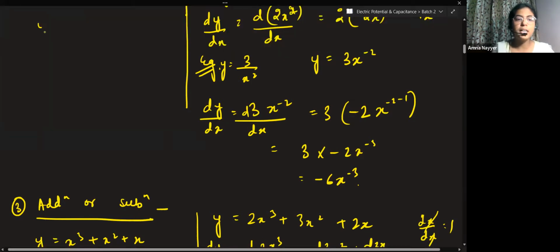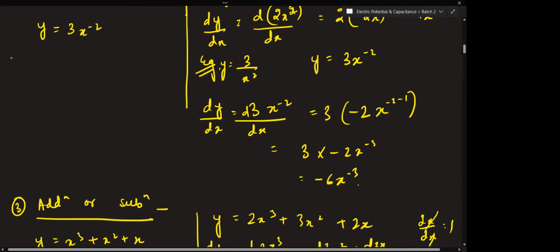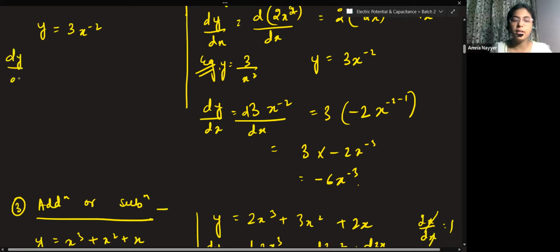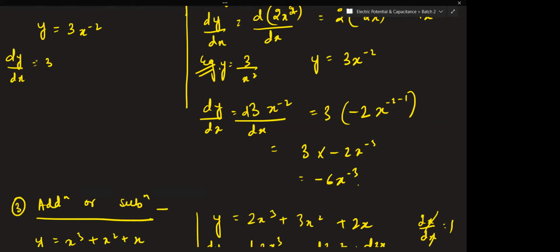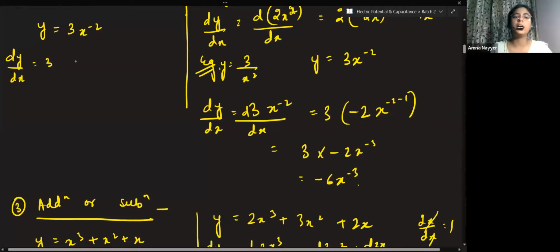So see, y is equal to 3x to the power minus 2. Fatima, tell me what is the constant here? 3. 3 is the constant. So when I'm differentiating dy over dx, this 3 will come out because it's a constant. Now I have to differentiate x to the power minus 2. So what is the power of x? Minus 2. So bring minus 2 ahead.